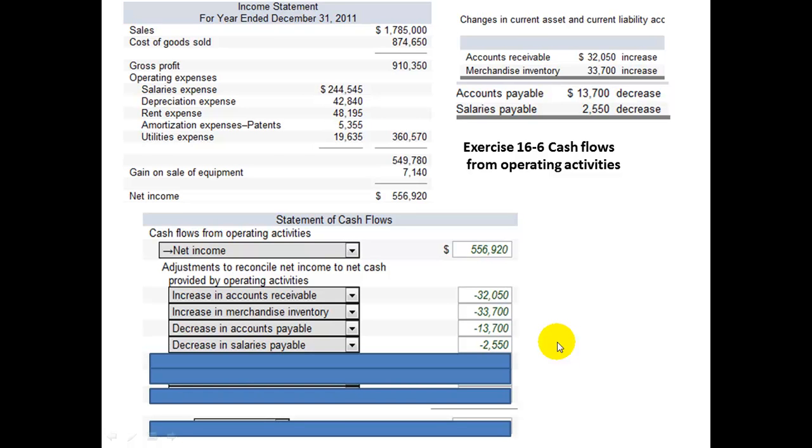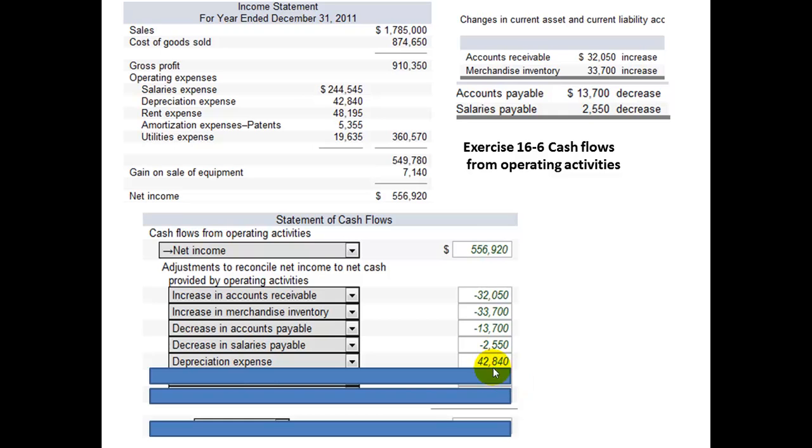We also had a decrease in salaries payable, and that means that we paid off more salaries than we incurred. Therefore, operating cash goes down. In this case, it goes down by $2,550.